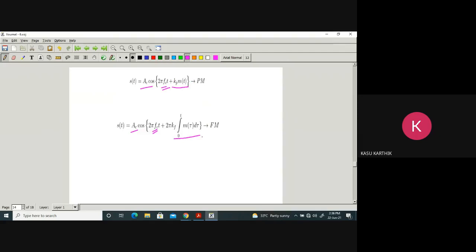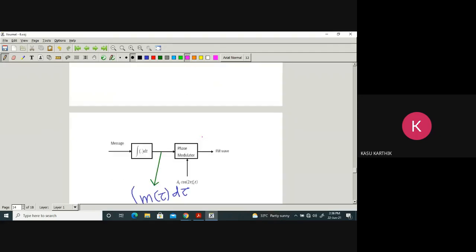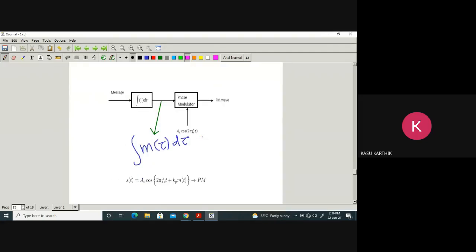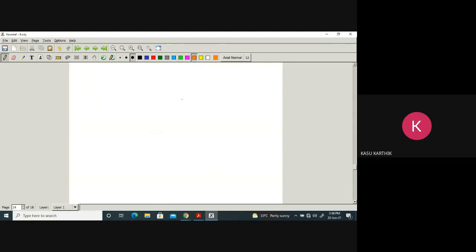Observe these two equations very carefully. Okay, so let us look at the similarity. This is a phase modulator, which means it generates a PM signal. Understood? So I have a phase modulator, PM. If the input is m of t, the output is s of t.